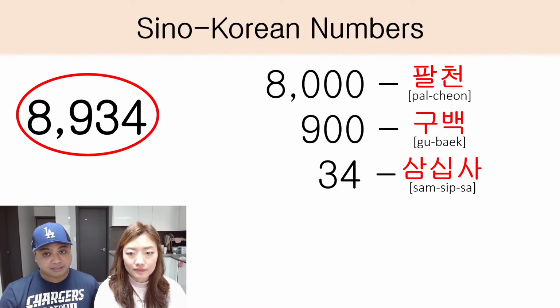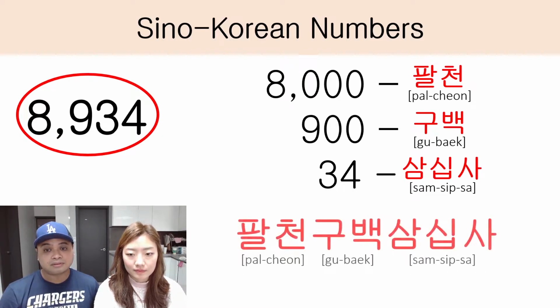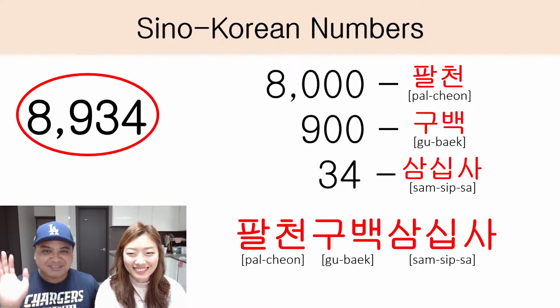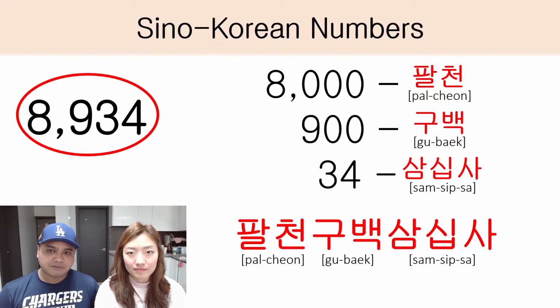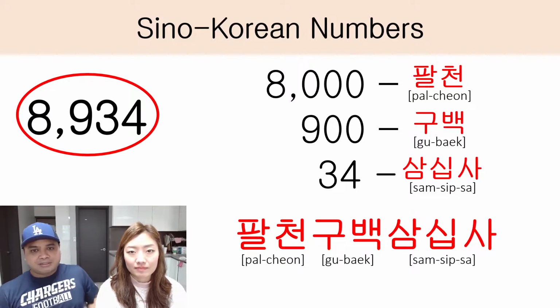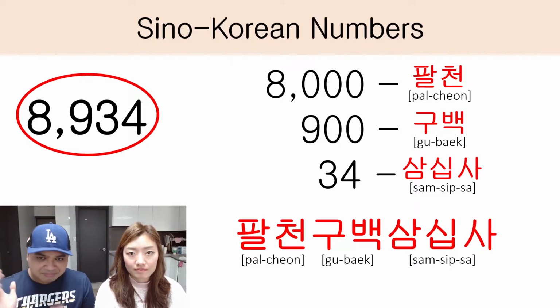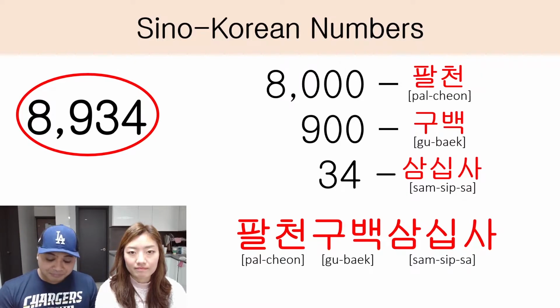So to say 8,934, you break it down. 8,934. So easy, right? Kinda? No? Okay, I know. It wasn't easy for me at first, but you gotta keep practicing. Just remember, you gotta break it down and then figure out what you need to put, what goes first, what comes next, and then, with some practice and some time, it's gonna come easy for you.